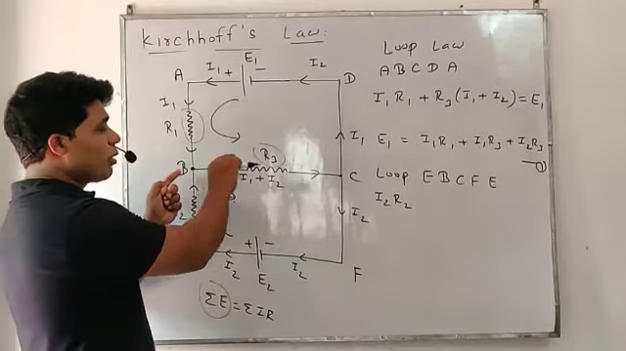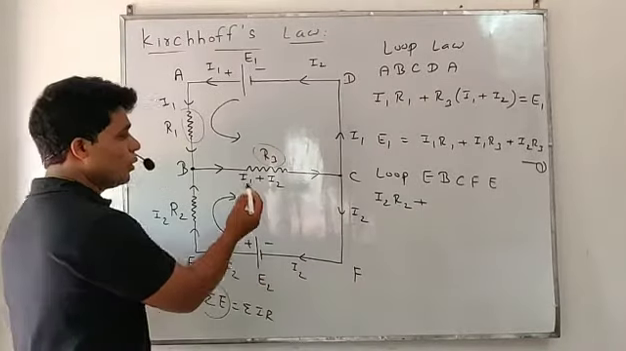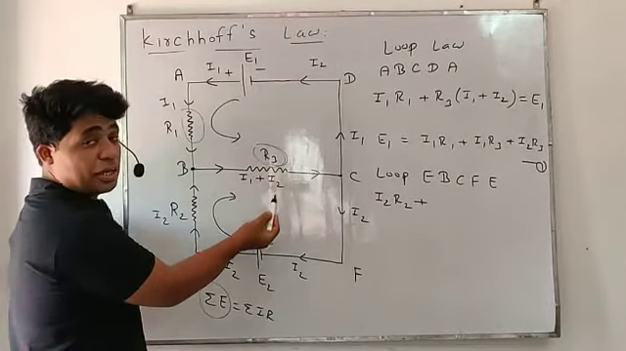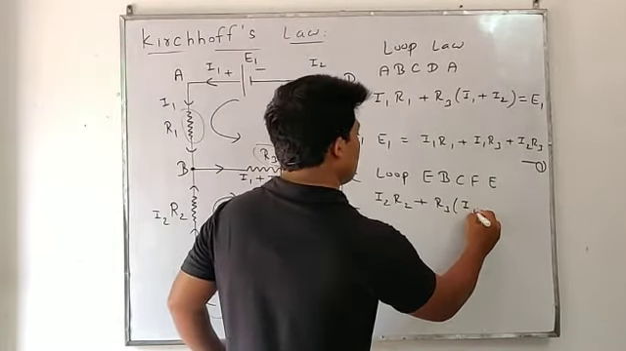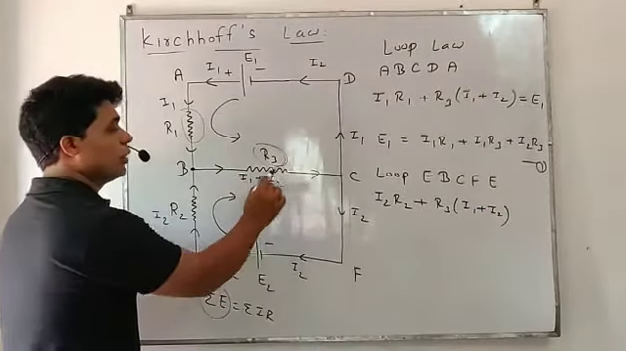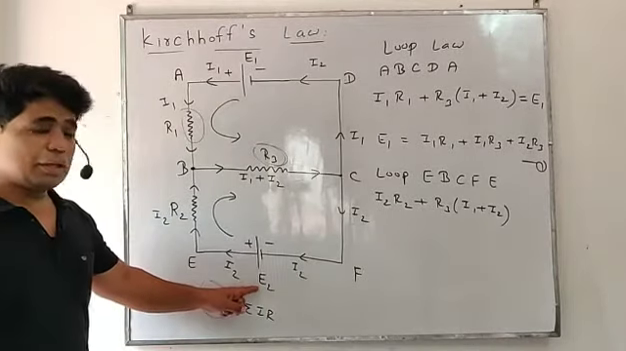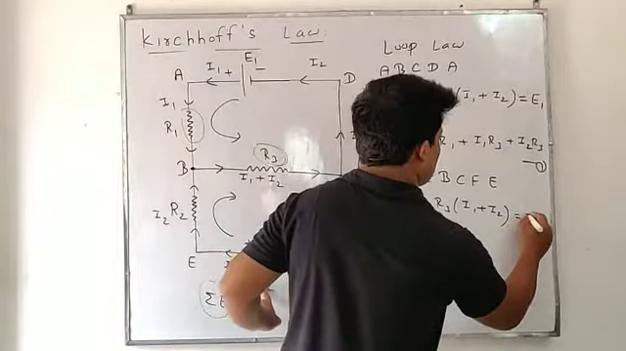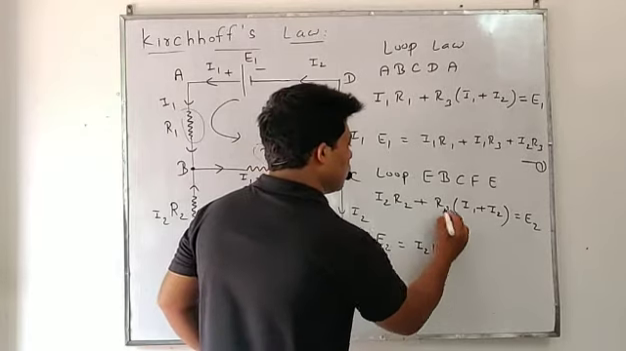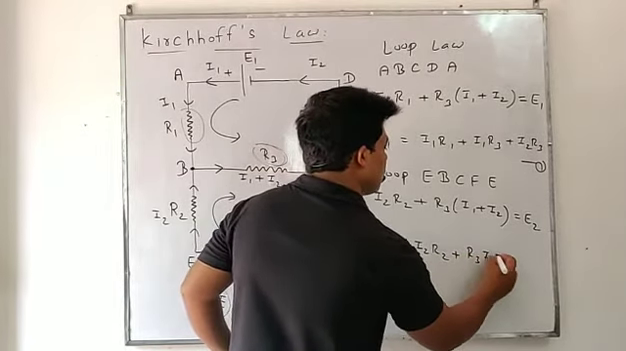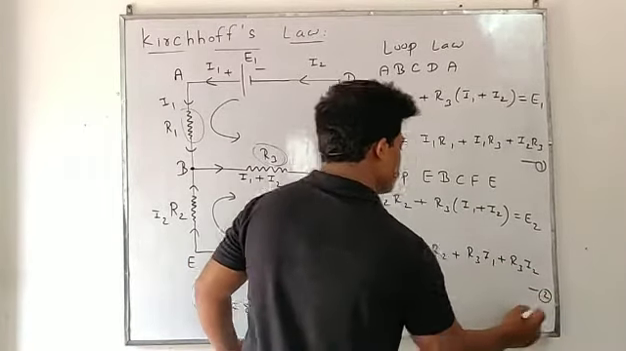Now we come to that side. We are moving in this direction and the current is also in the same direction, that's why the plus sign comes. Resistance R3 and current I1 plus I2, so write R3 into I1 plus I2. Now we come to the negative terminal. There is no resistance, and the EMF of this cell is E2, so on the other side we write E2. Again we arrange this: E2 equals I2 R2 plus R3 I1 plus R3 I2. This is equation number two.